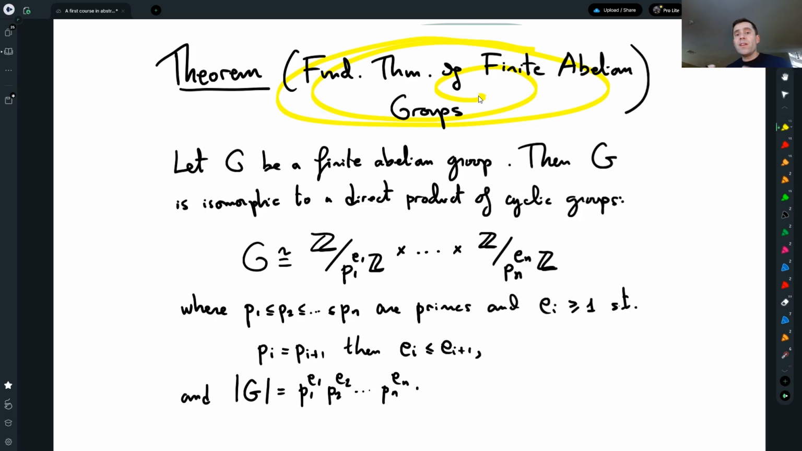And the way we're going to prove it is by decomposing our group into a direct product of P primary components and then prove the theorem for each P primary component. So let's see what a P primary component is.